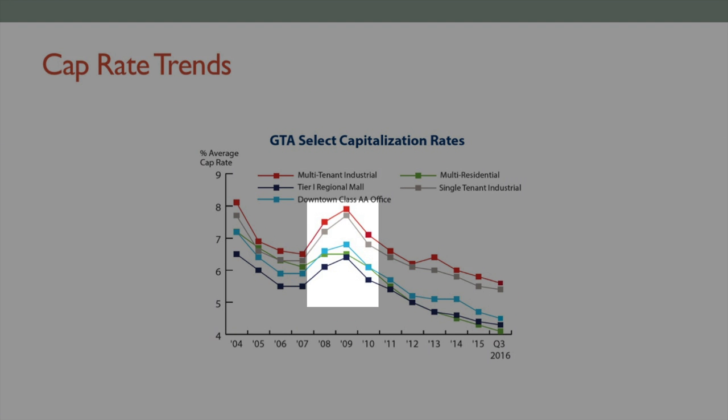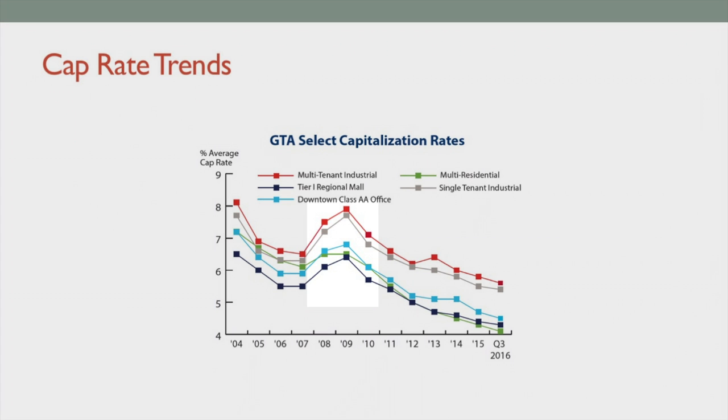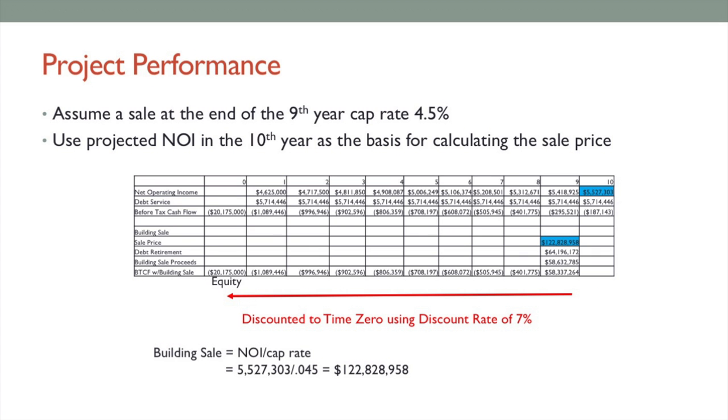So if you take a look there, you can see this is when the real estate market had a bit of an issue in 2008, 2009, the cap rates went up. Then the market started to increase in strength or just recover. And you can see in 2015, the third quarter, cap rates are very low for downtown AA office, tier one regional, and multi-residential. So we go back to our hypothetical office building.